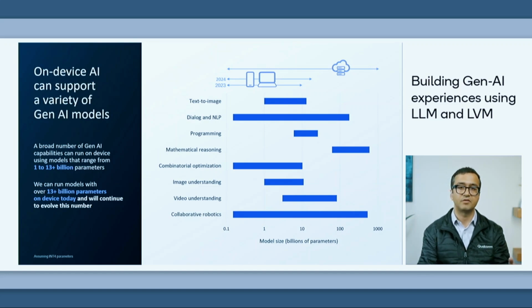Models like Stable Diffusion and LLMs with over 1 billion parameters are already running on Snapdragon X platforms, with performance and accuracy levels similar to the cloud equivalent. And many other generative AI models with 10 billion parameters or more are slated to run on device in the near future.